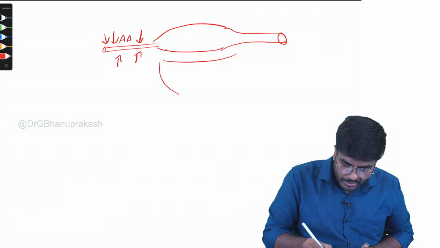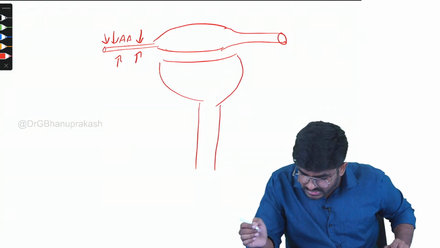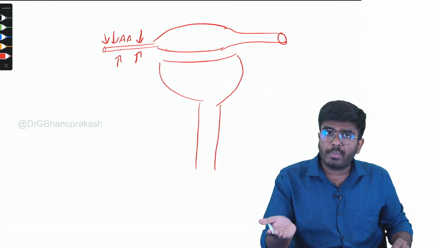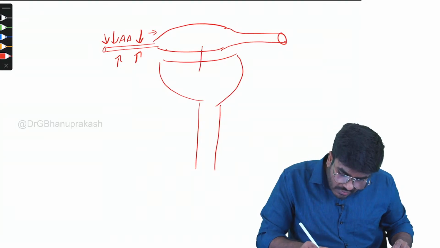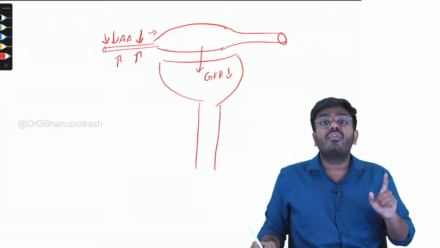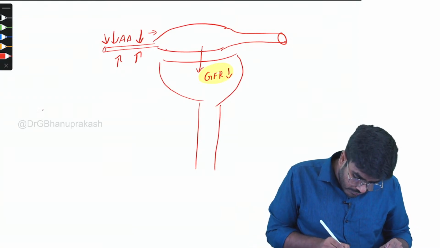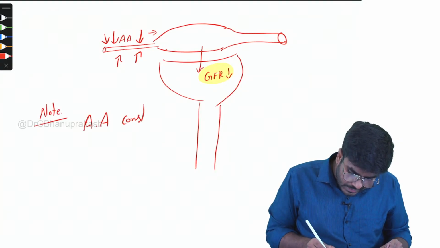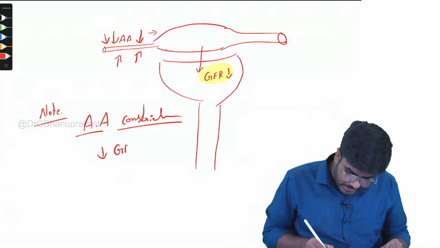So now what happened to GFR? Now GFR will be increased or GFR will be decreased? Now try to answer it. Yeah, less volume of blood is coming to the glomerular capillaries. If less volume of blood is coming to the glomerular capillaries, what happened to GFR? GFR also decreases. So afferent arteriolar constriction will decrease the GFR. So very important point, afferent arteriolar constriction decreases the GFR.